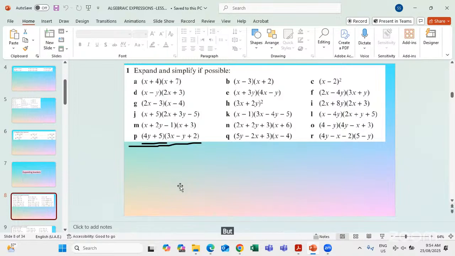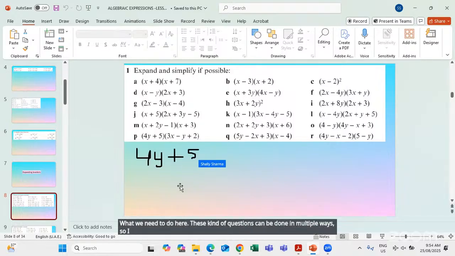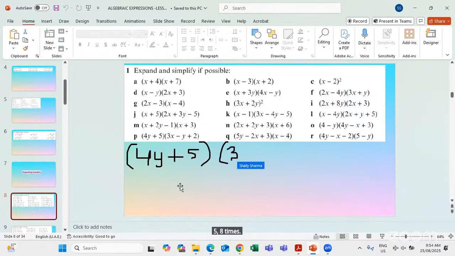But in the second part, there are three terms, so we have to expand. These kinds of questions can be done in multiple ways, so I am going to explain one of them. So (4y + 5)(3x - y + 2).